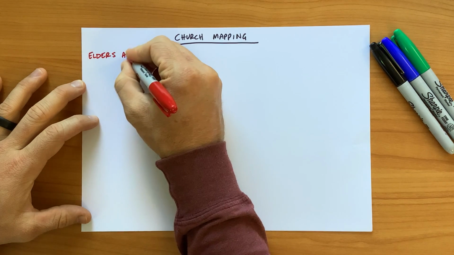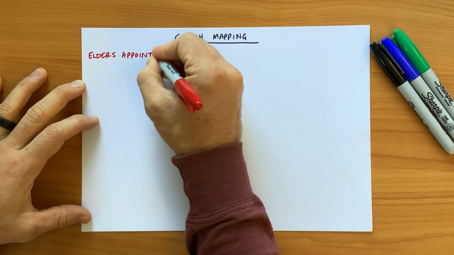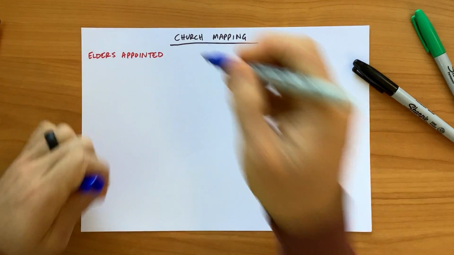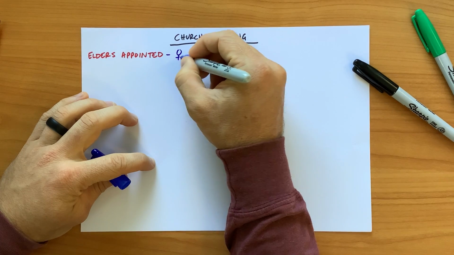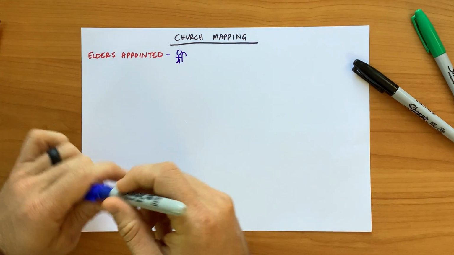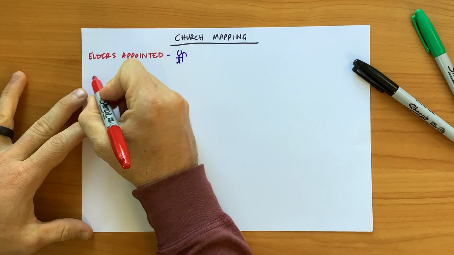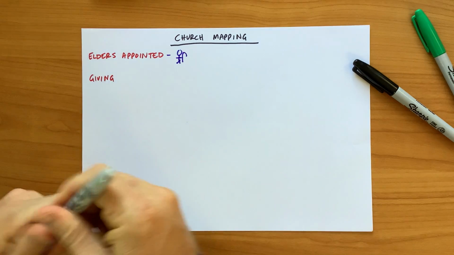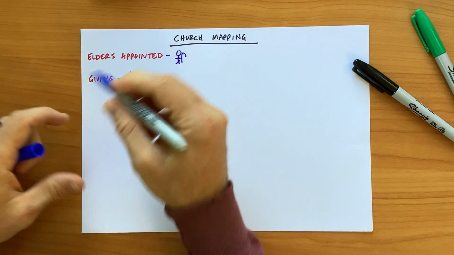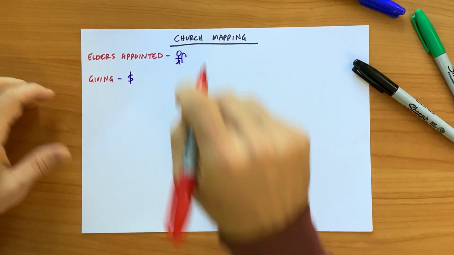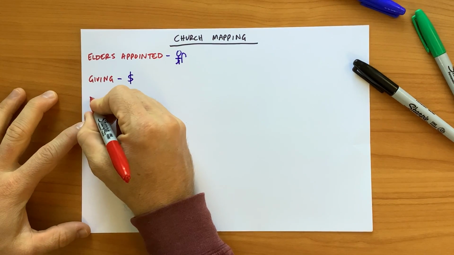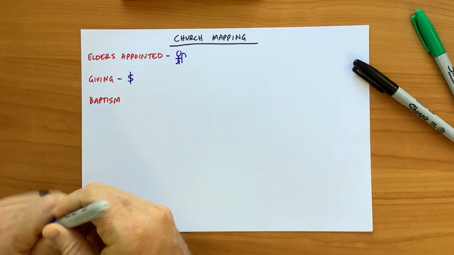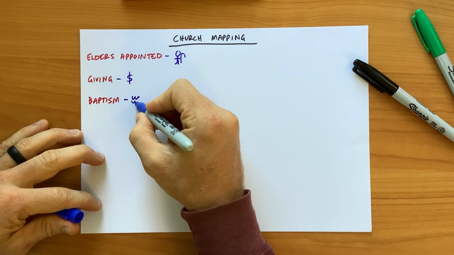So the first one is elders appointed. Let's see, we'll draw a little guy right here with a staff in his hand. Next one is giving, and we'll draw a dollar sign. You can use the currency symbol for the country you're living in. The next one is baptism, and we're going to use the symbol for water.